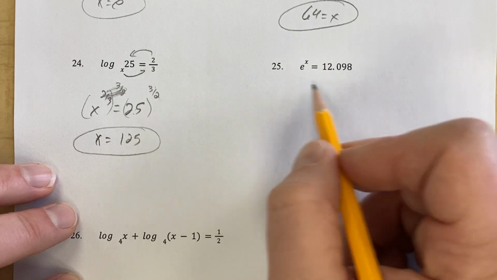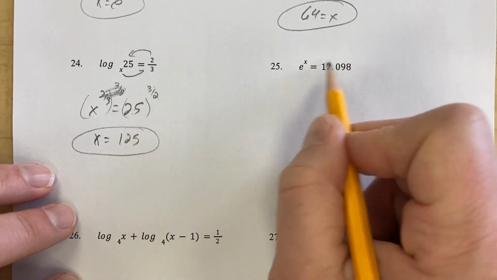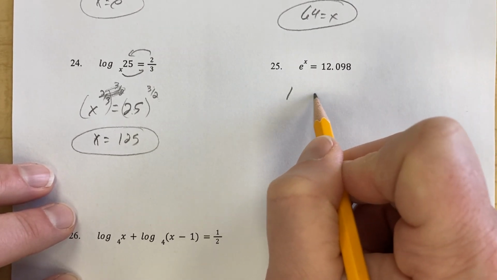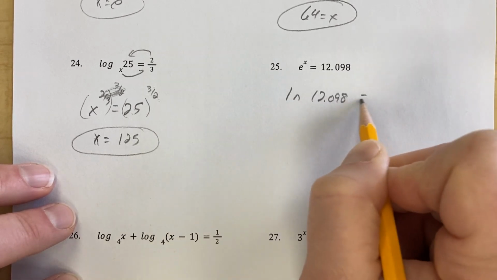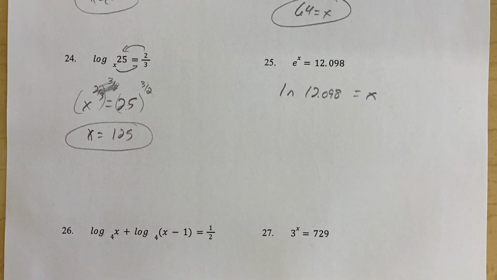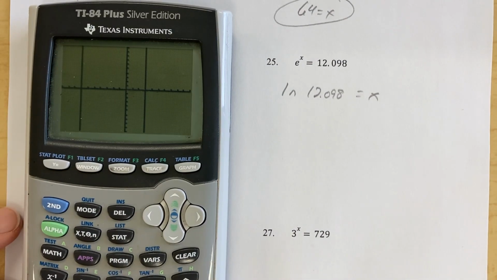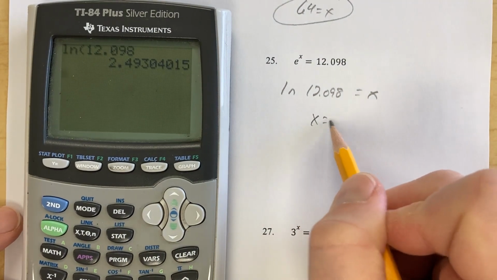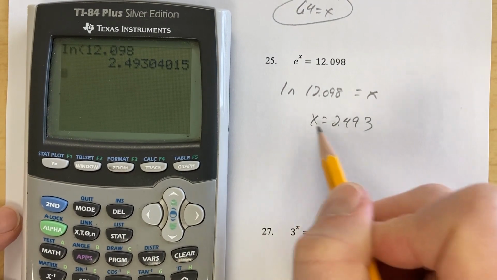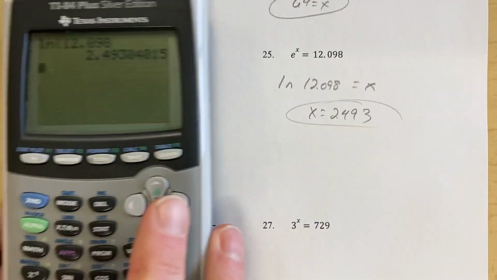All right, here we have an exponential. We aren't happy with that, so we're going to switch it into a logarithm. The log of 12.098 base e, which makes it a natural log, is equal to x. And then we can just take our calculator and go natural log of 12.098. And we get x equal to 2.493 if you round to 3 decimal places.